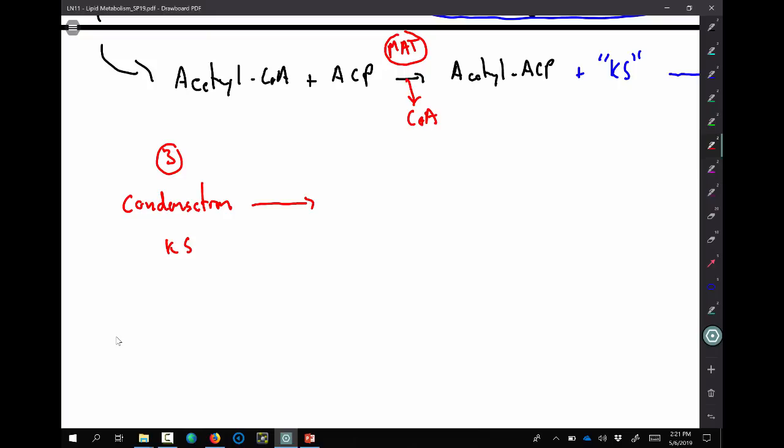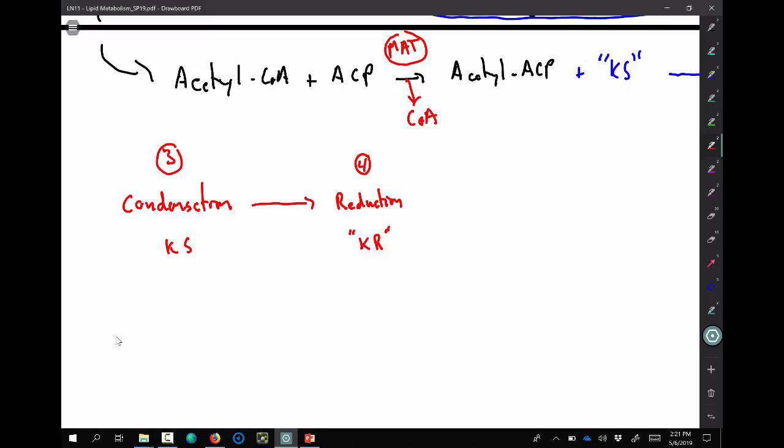After condensation is going to be a reduction reaction. Okay, that'll be step number 4, and that will be catalyzed by KR, if you're looking for the subunit KR. KR is a reductase. The R stands for reductase. The K is something else. Okay, you can go back and look at it on a slide.